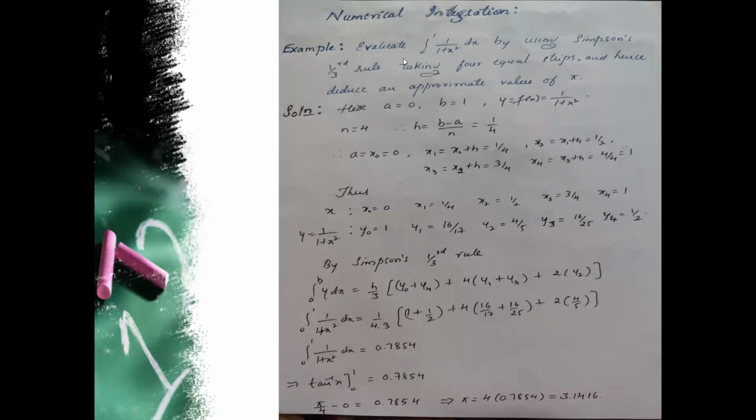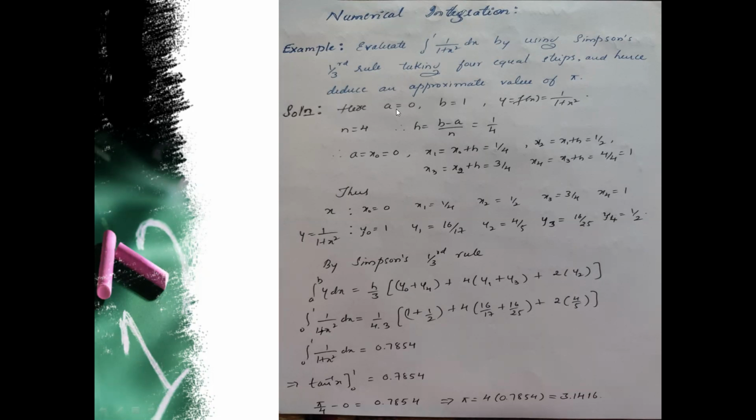So the example is: evaluate the integration from 0 to 1 of 1 upon 1 plus x square dx by using Simpson's one-third rule, taking 4 equal strips, and hence deduce an approximate value of pi. Now we need to evaluate this integral first by applying Simpson's one-third rule.